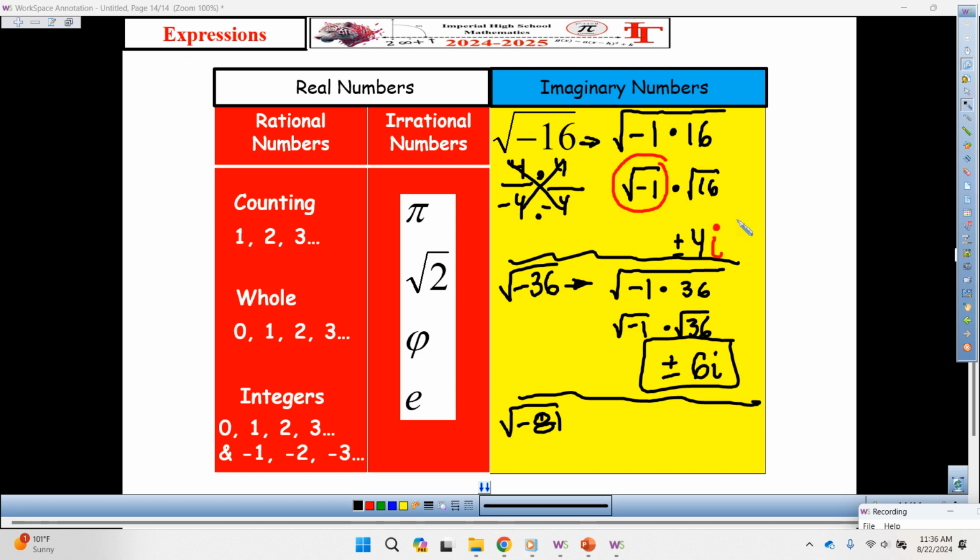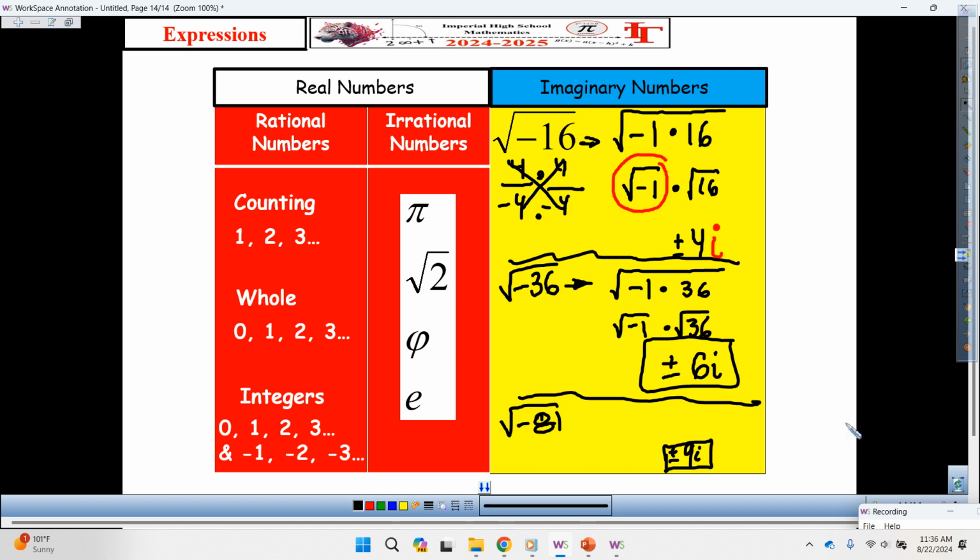All right. Share with your neighbor what you got for that one. Square root of negative 81. What'd you get? Joshua, pass them one. Franco, what'd you get? Plus, minus what? 9. Hands if you got that.